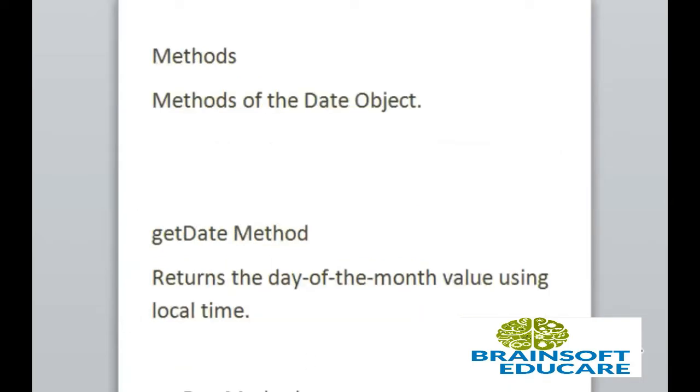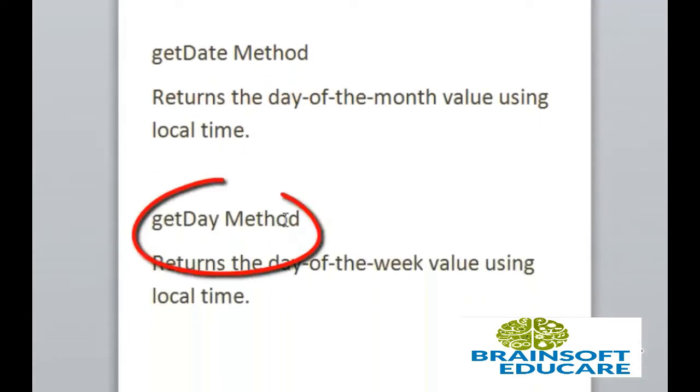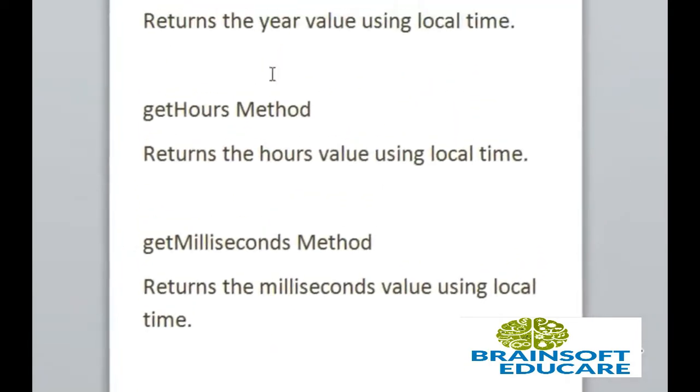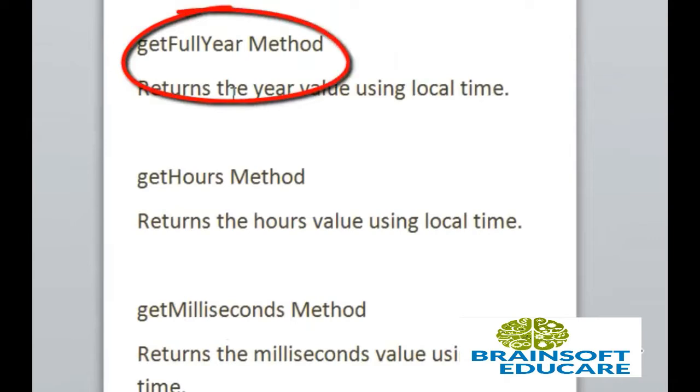Let's see some methods of the date object. This is the getDate method, which returns the date of the month value using local time. The getDay method returns the day of the week value using local time. The getFullYear method returns the year value using local time.